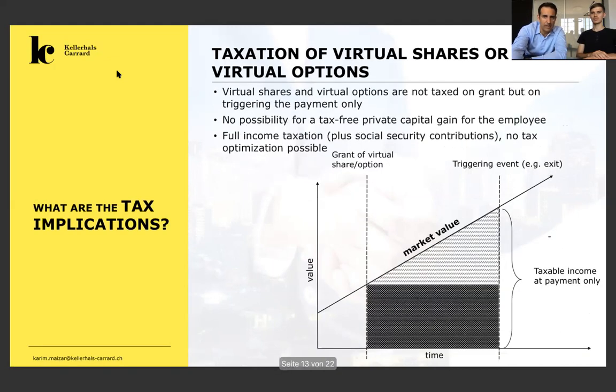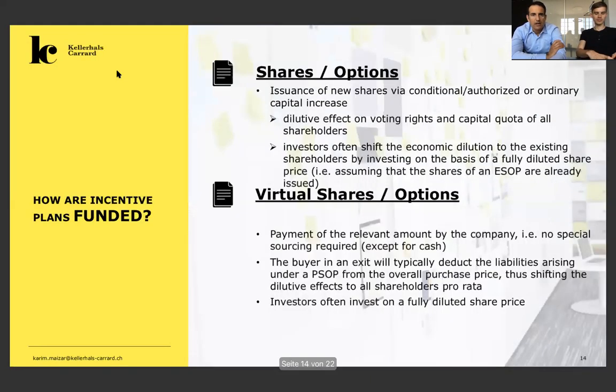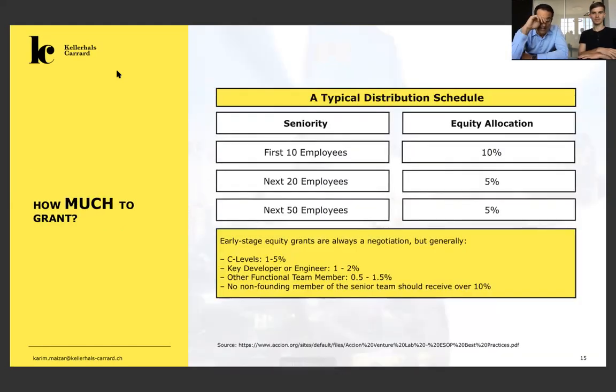All of this, however, is not relevant if you grant virtual shares or virtual options, because then, as we said, the minute cash flows, there will be a taxable event with no tax optimization possible. So these are the main considerations and main implications of incentive plans. In our slides, we have a couple more considerations that are interesting. I will mention just one more slide and then wrap it up in order to allow for questions. But one of the questions that we often get is, well, how big should the ESOP be?